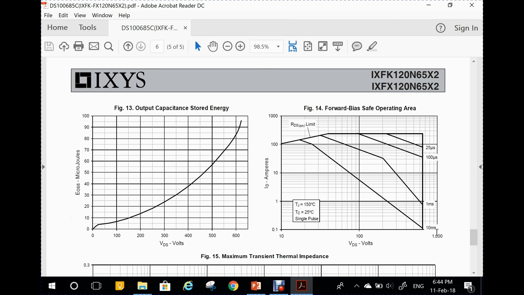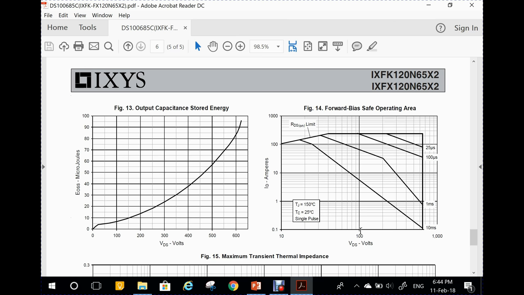So let's have a look here, for example, for this 10 milliseconds. Okay, this line here. This is a voltage. So what this curve tells us is the following. If the voltage across the device is 10 volts, that is, it's not shorted, I mean, you're not looking at the RDS(ON) region.